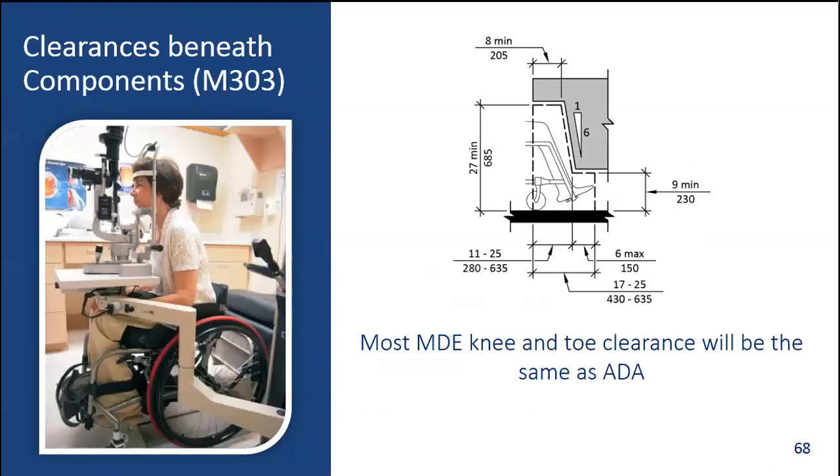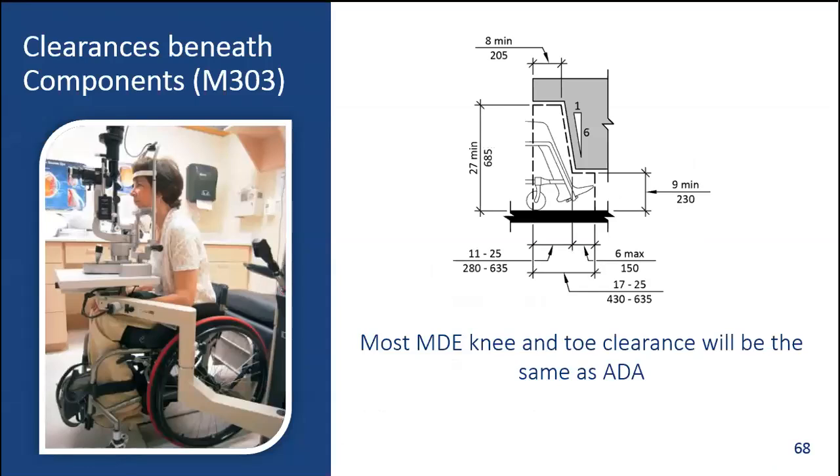So we talked about the wheelchair space. The next important thing is the fact that you may have to deal with knee and toe space or clearances. So where wheelchair spaces are entered from the rear, and it includes a space beneath components, the knee and toe clearances that are essentially the same as they are in the ADA and the ABA standards must be provided.